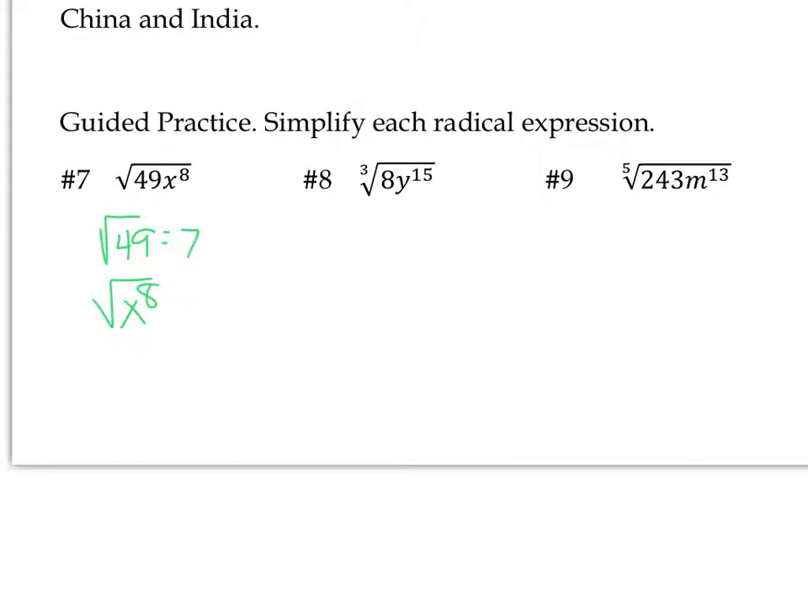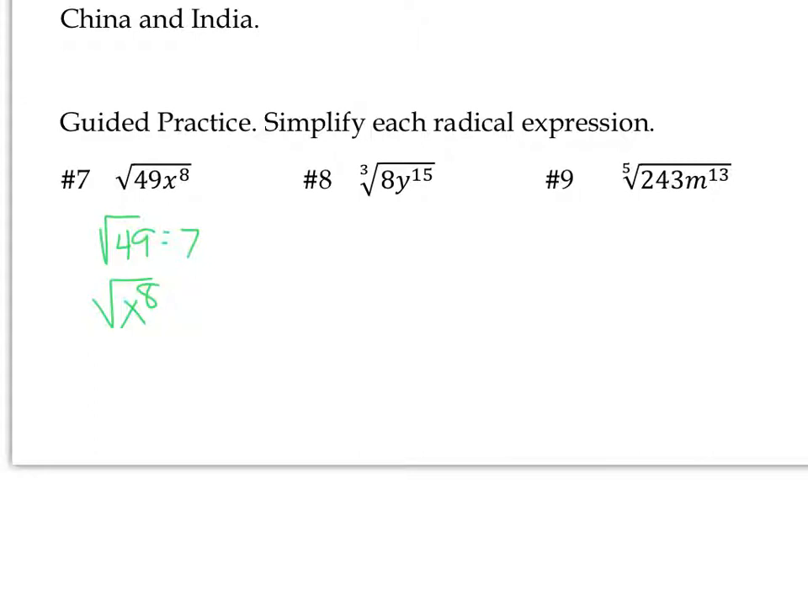Okay? What we want to do is see how many times this root will divide into the 8. Because we want to see how many pairs, right? We need a pair of numbers. A pair of 7s. 7 times 7 gives us 49. We want to find how many pairs there are here. So how many pairs are there in x to the 8th? There are 4 pairs of x's.